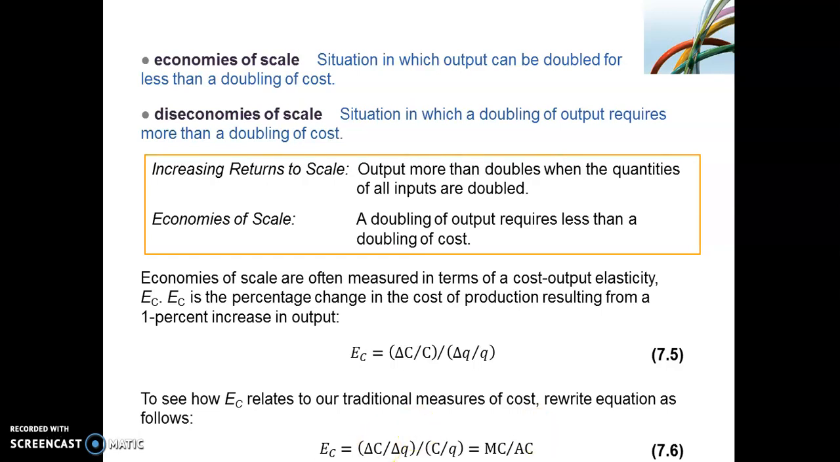And if your cost output elasticity was less than 1, then you'd have a scenario where your marginal cost is less than average cost. So there you have economies of scale. And lastly, if your cost output elasticity was greater than 1, then that would occur where marginal cost was greater than average cost. And that is a scenario of diseconomies of scale.